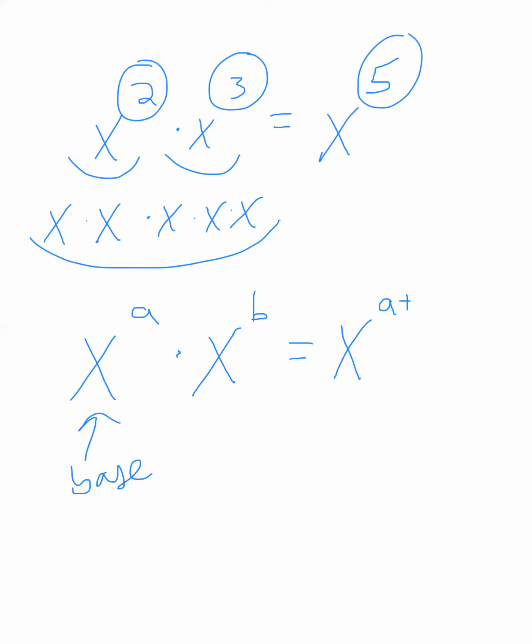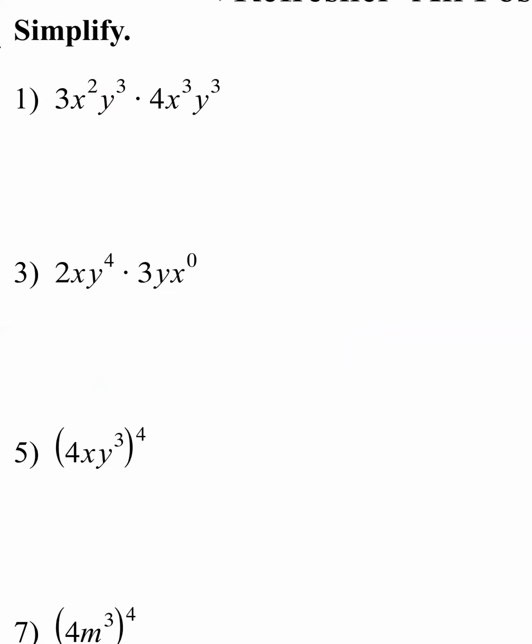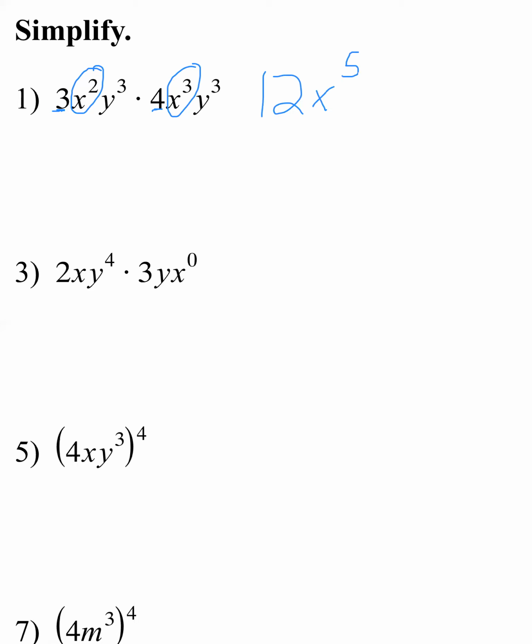So let's try a couple problems that demonstrate this. If I'm looking at number one, me personally, I always handle the numbers first. Remember, this is all multiplication. So I'm going to multiply 3 and 4 together, which gets me 12. Then you work your way through alphabetically. So I'm going to look at the x's. I have x squared times x to the third. We just did that example, it's going to get me x to the fifth. And then I'm going to look at the y's. y to the third and another y to the third together is going to get me y to the sixth.